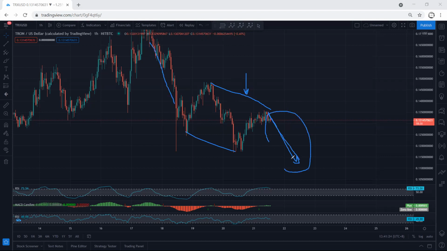As I mentioned, we are not looking for the price to drop. We're looking for buy. The only thing is we're looking for the trade setup, and we need to be aware of this possibility.